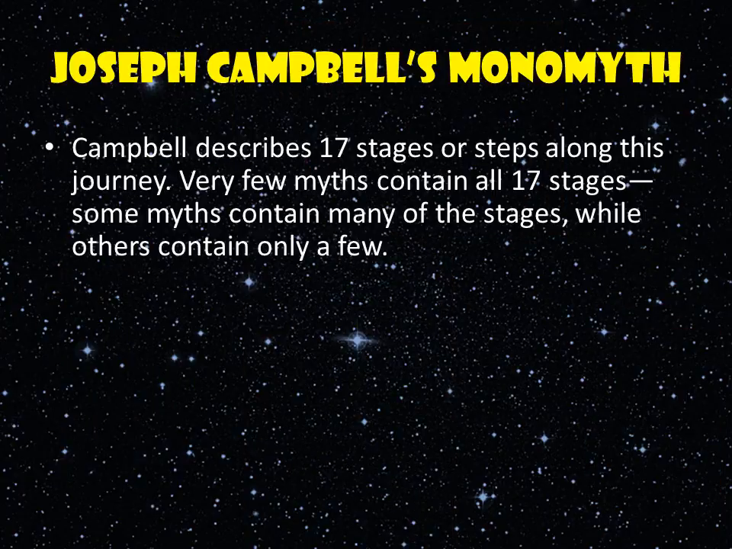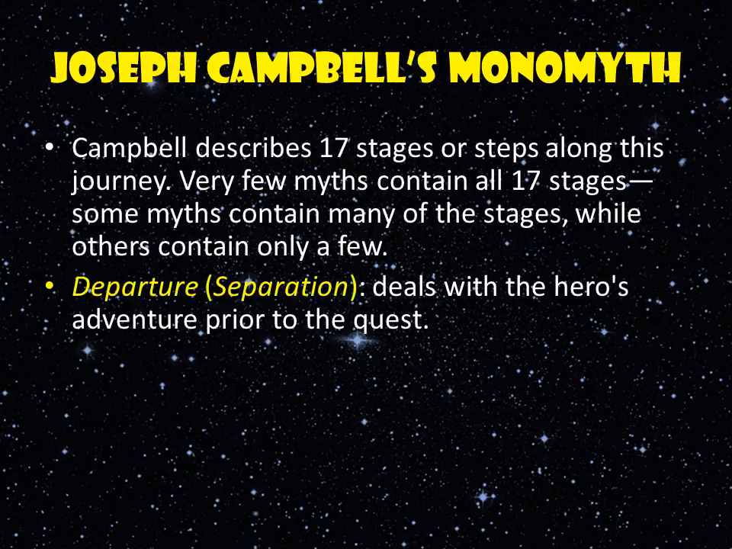Okay, so what exactly is the monomyth? Campbell describes 17 stages or steps along the hero's journey, and very few myths contain all 17 stages. Joseph Campbell was basically a professor of mythology, so he had studied all the myths that he could come across, and he was able to identify in all of them about 17 stages. Some have a lot of the stages, some have only a few, but almost every myth you're going to find is going to have at least some of the stages Campbell describes.